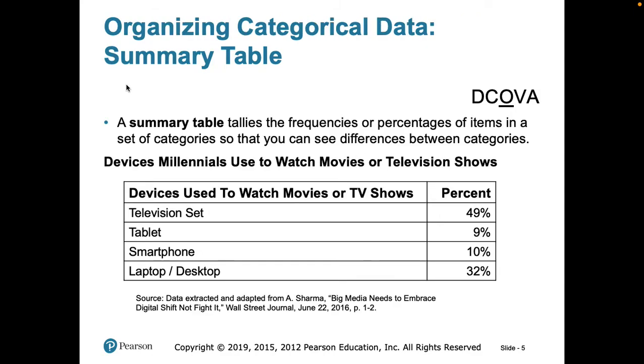Here is a summary table, really simple, right? You did a survey and you asked millennials what type of devices they use to watch movies or television sets. You collected your data, broke it down into percentages, and then put it in there. Just by looking at this, you can tell that the number one device that millennials use for watching TV and movies is a television set, with 49%. So that is your summary table right there. Again, you will need this for your project, so make sure that you know how to summarize data.